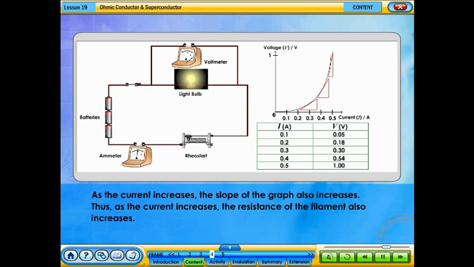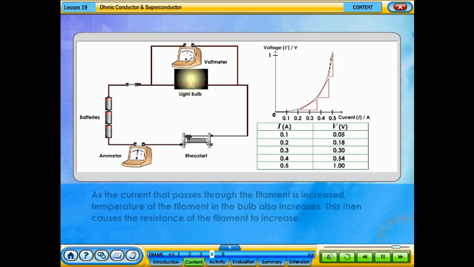As the current increases, the slope of the graph also increases. Thus, as the current increases, the resistance of the filament also increases. As the current that passes through the filament is increased, temperature of the filament in the bulb also increases. This then causes the resistance of the filament to increase.